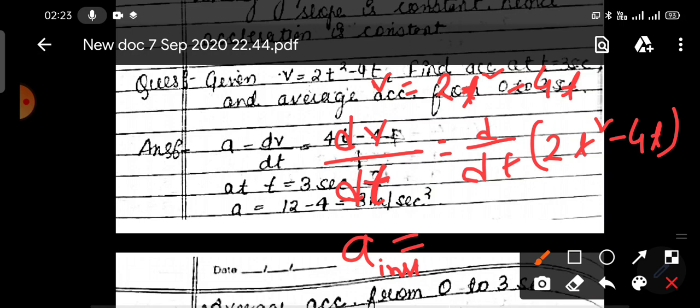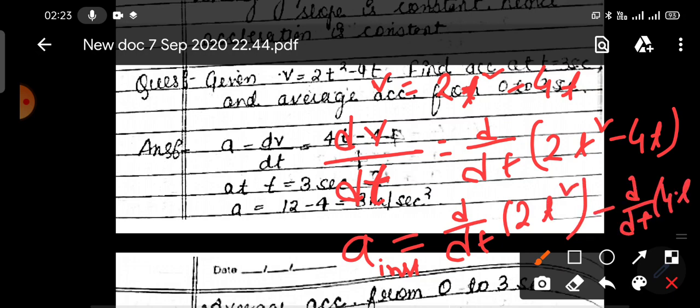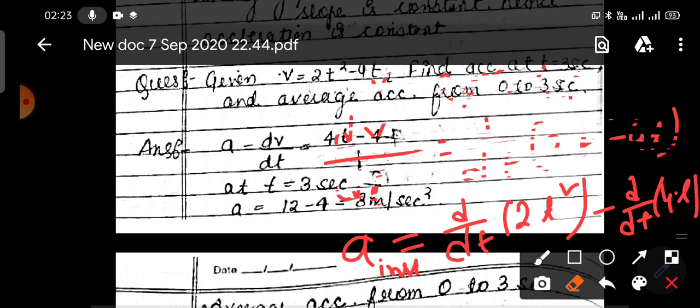Now what is the differentiation of 2t square minus 4t? I will break it down. We will write d/dt of 2t square minus d/dt of 4t. Now what is the value of d/dt of 2t square? First, oh sorry, I will take the 2 outside.